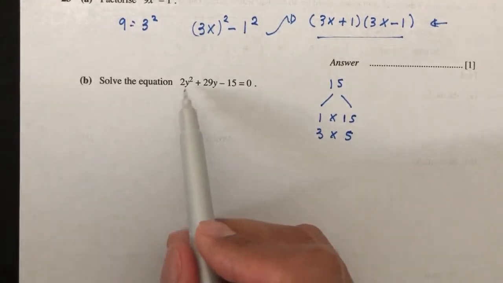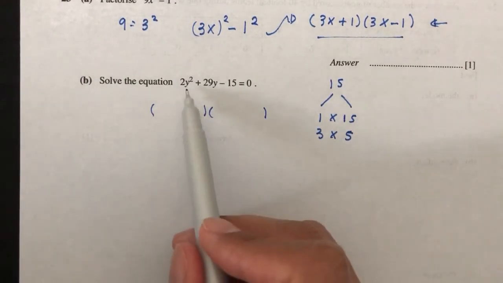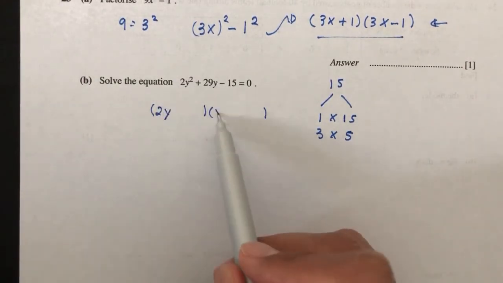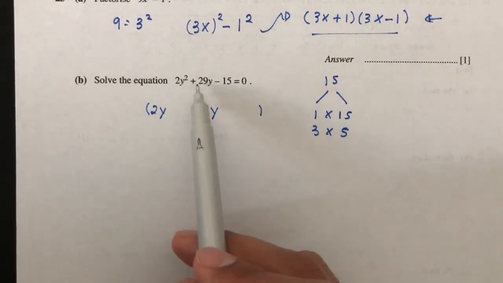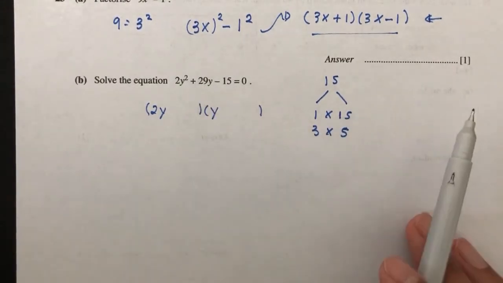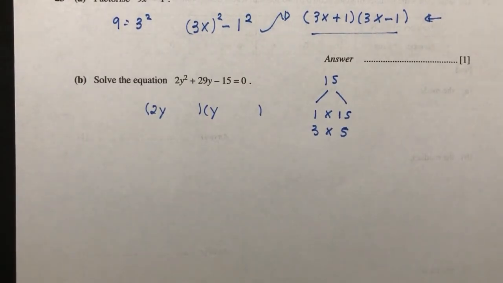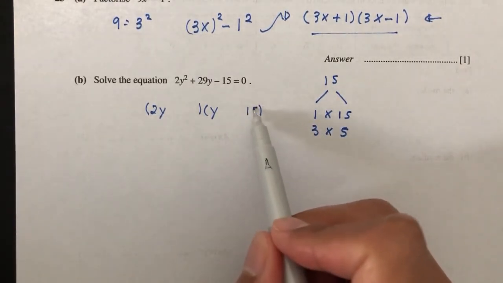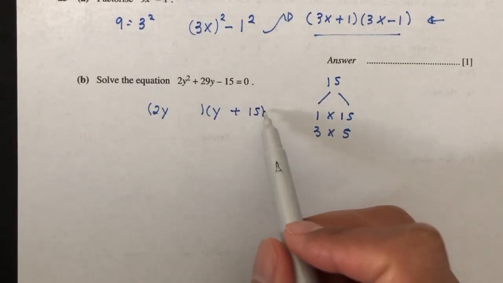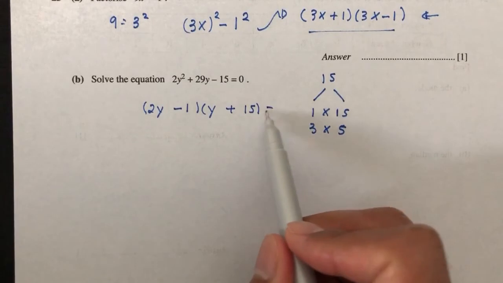So now we have 2y squared. So 2y squared needs two brackets. So 2y squared will be 2y times y gives us 2y squared. So now how can we find plus 29? So we have to do something to get plus 29 out of this. So we can only use the first one. So 2 times 15 will be plus 30, and then minus 1 will give us plus 29.